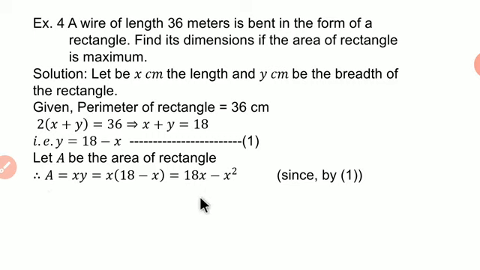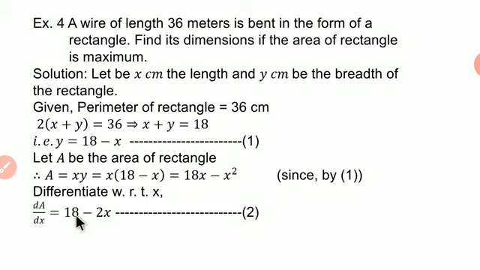Now differentiate this A with respect to x. We get dA by dx is equal to 18 minus 2x. And again if we differentiate it, we get the derivative of this dA by dx with respect to x is minus 2. So therefore d square A by dx square is equal to minus 2. We call this relation number 3.